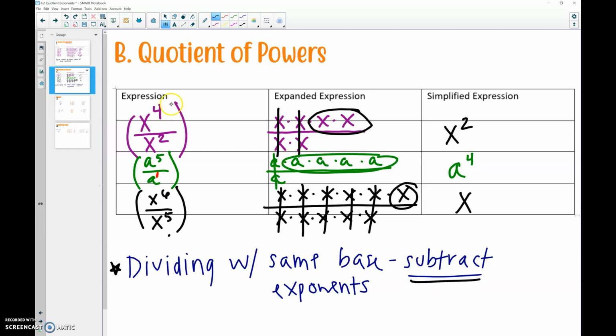So in our first example, we had 4 and 2. We ended up with 4 minus 2, or 2. Then we had 5 and 1. We ended up with 4. 6 and 5 ended up with 1.